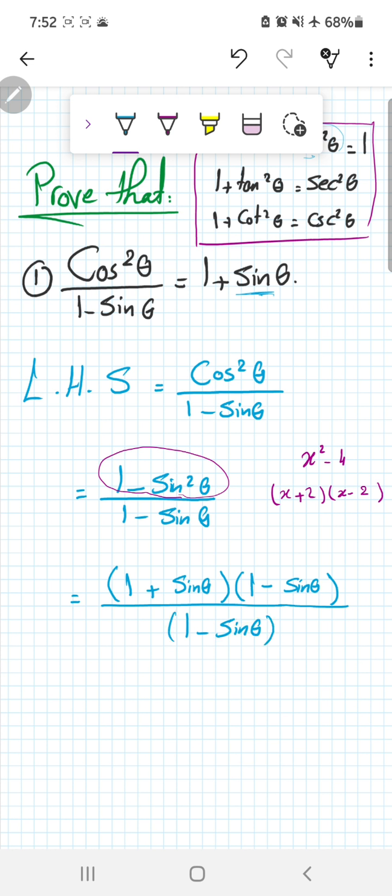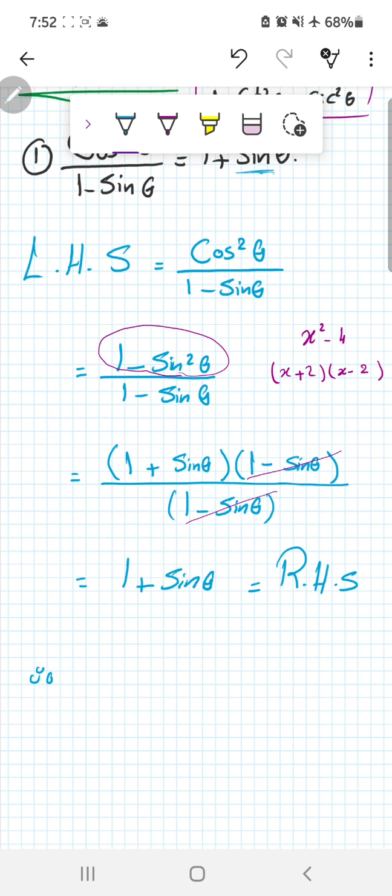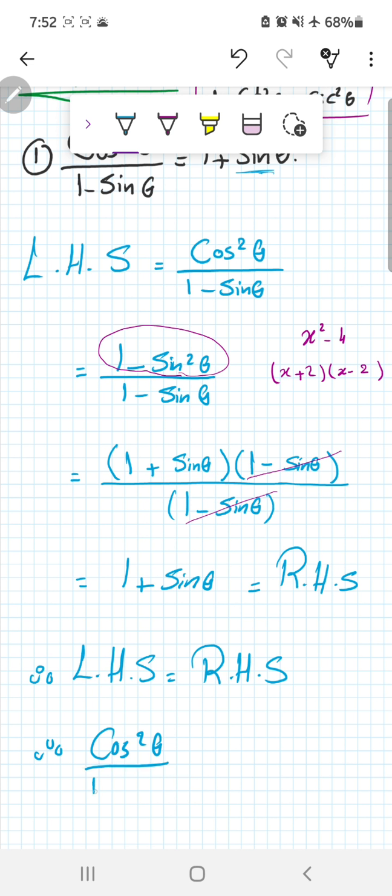Okay, what did you notice here? We have 1 minus sine theta over 1 minus sine theta cancelled together. So the remainder will be 1 plus sine theta. What did you notice? Here is the right hand side. So we get the left hand side equals the right hand side, which is cosine power 2 theta over 1 minus sine theta equals 1 plus sine theta. Okay, let's take the next one.